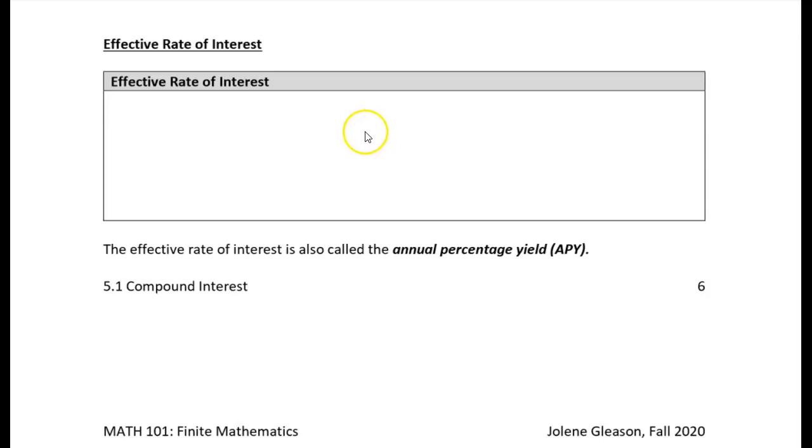All right, let's talk about the effective interest rate. This is also known as APY. Okay, so you might see that terminology used, and it stands for the annual percent yield. Now, what it is, the effective interest rate is the simple interest rate that would produce the same amount in 1 year as the nominal interest rate compounded m times per year. Okay, where m is the number of conversion periods.